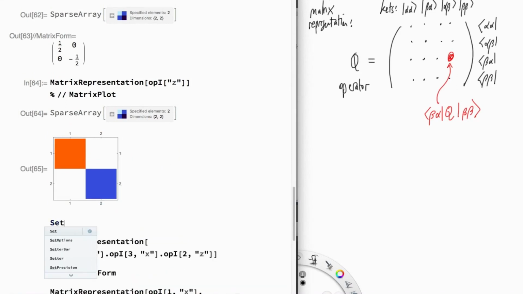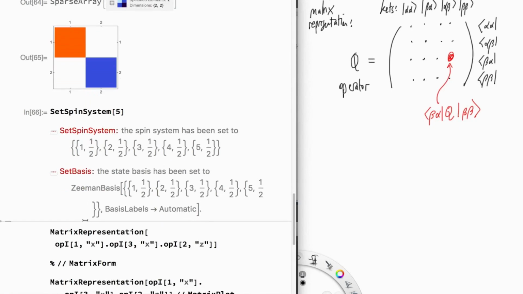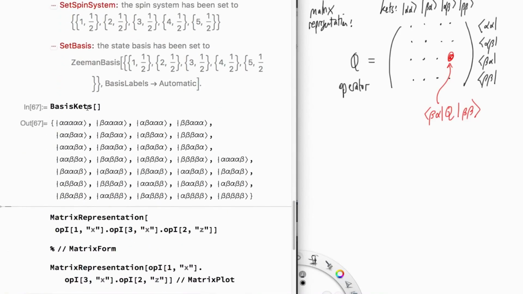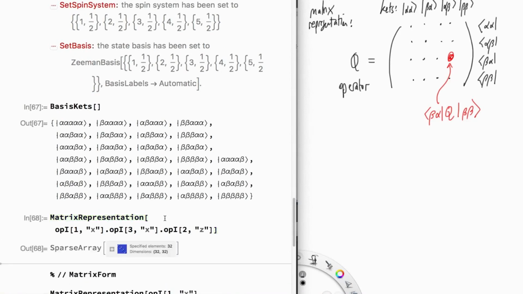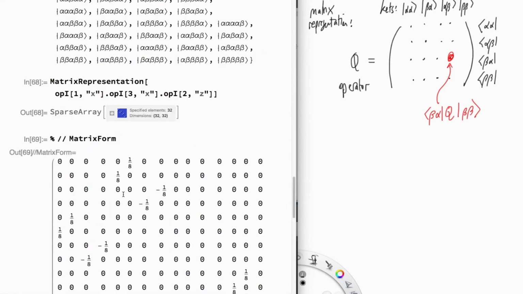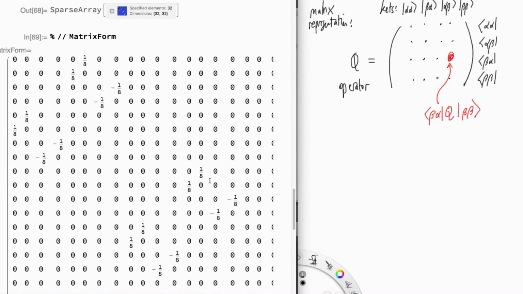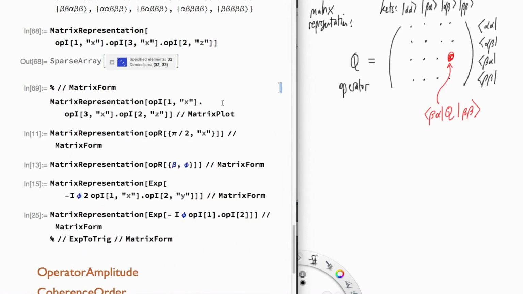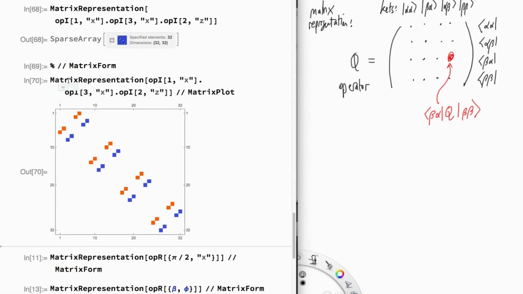So, for example, let's say we have a 5-spin-a-half system. We now would have a large number of basis kets. But we can look at a particular operator. So this would be the product of I1x, I3x, I2z. One gets a large matrix with many elements. Most of them are 0 actually in this case. But we could also look at it in a graphical form, which helps us see much more naturally the structure of the matrix.